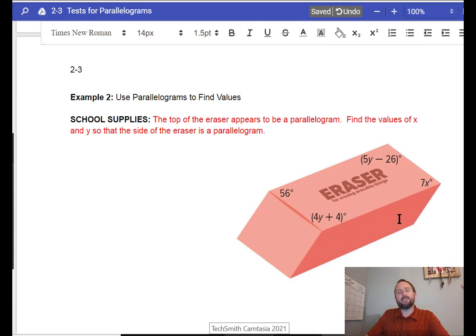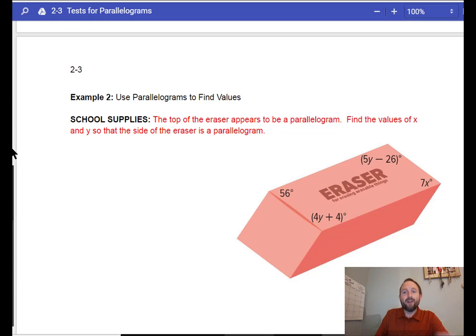Use parallelograms to find values. So the top of this eraser appears to be a parallelogram. Okay, well, what about it? Find the values of x and y so that the side of the eraser is a parallelogram. Oh, okay, so it's saying that they're a parallelogram. All right, so anyways, I know these opposite angles are going to be congruent. So I'm going to say 56 is equal to 7x. All right, 56 degrees equals 7x. Well, 7x degrees. Let's erase that.